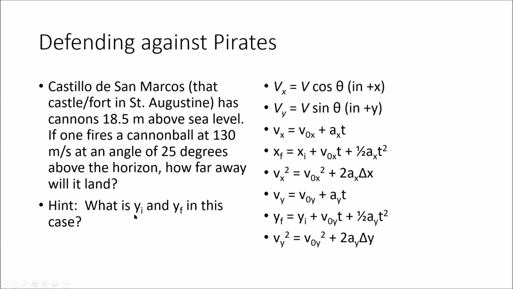Well, the hint I give you is: what is y initial and what is y final in this case? Actually, can anyone answer that? What do you think y initial will be in this problem? 0. That's a possibility. Anyone else have a guess? Okay, so Nicholas says that y initial could be 0 and y final could be negative 18.5. Yeah, so that would be setting your origin point at the place where the cannonball is originally fired.